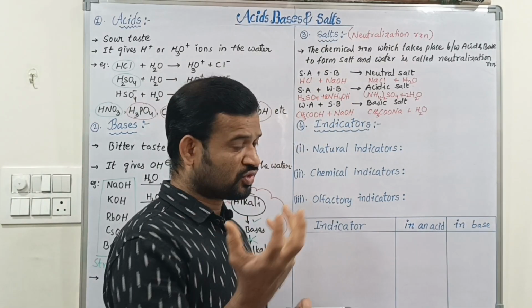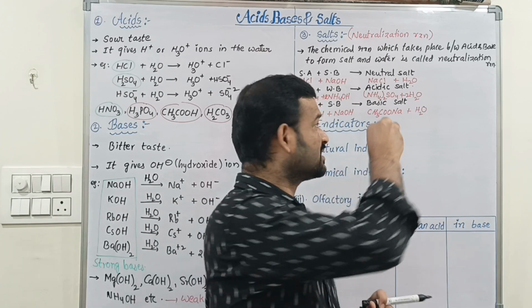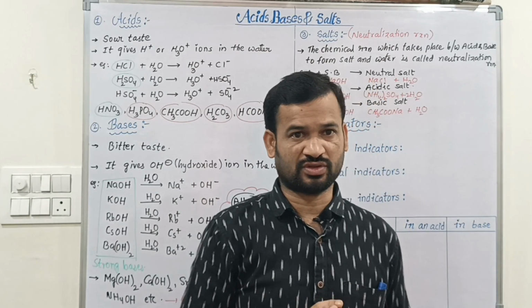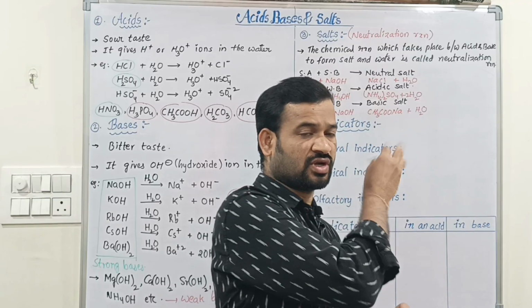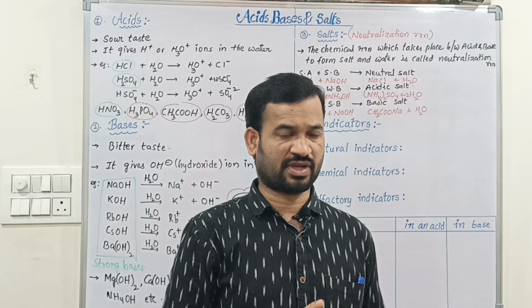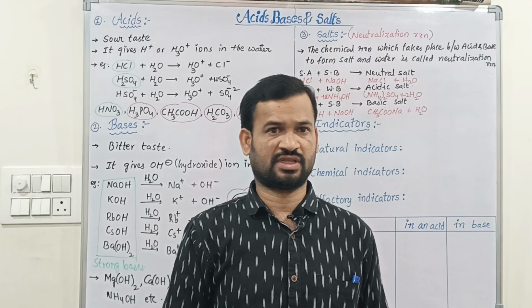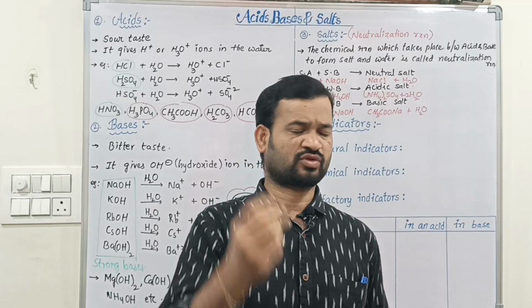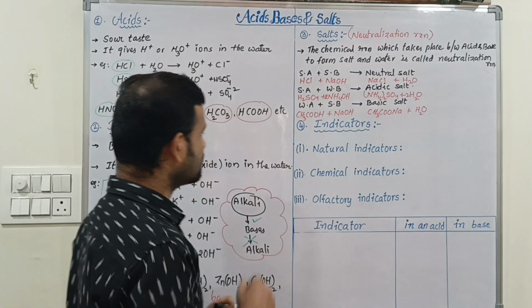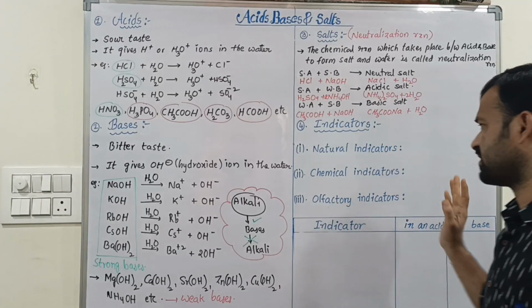Understand? Okay, and one more thing here: what will happen if you dip blue litmus paper in a certain kind of salt solution? If we add methyl orange indicator to a certain salt solution, what will happen? If we add phenolphthalein indicator to a certain solution, what will happen? That kind of questions may come in the examination. Understand? Now come to the fourth topic, indicators.